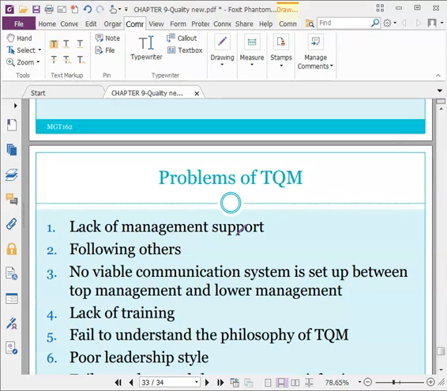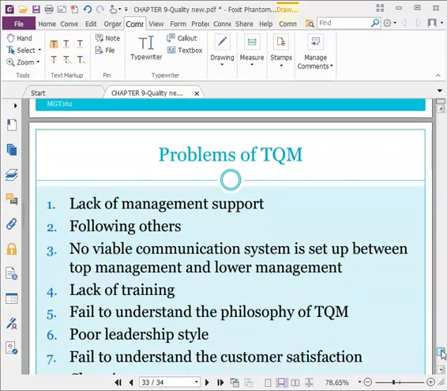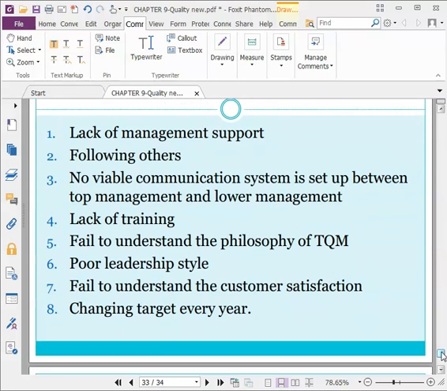Then, no verbal communication system is set up between top management and lower management. Maksudnya tak ada cara how to communicate. Lower management ni nak complain ke, okay, nak suggestkan ke any idea about the improvement of the organization, tak ada channel ataupun tak ada sistem lah untuk dia communicate. Okay, lack of training, fail to understand. Siapa yang lack of training? Because the employee itself. Okay, fail to understand the philosophy of TQM. Okay, poor leadership style. Okay, dah kalau top management tak tahu macam mana cara nak communicate with the other employees. So how for the management to have the TQM, right?